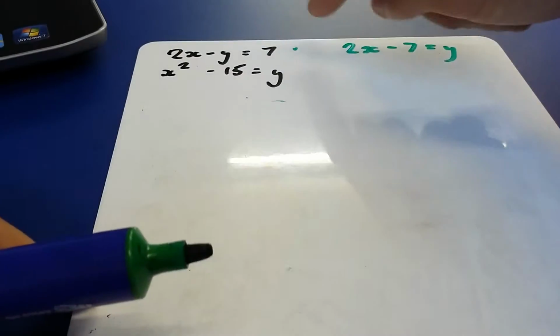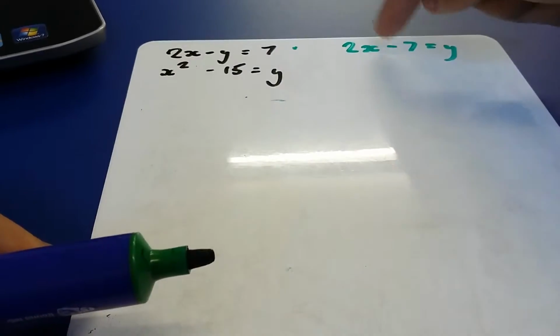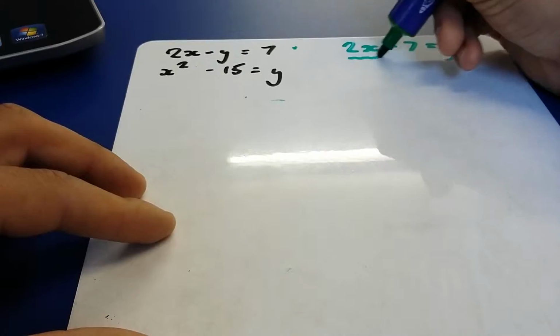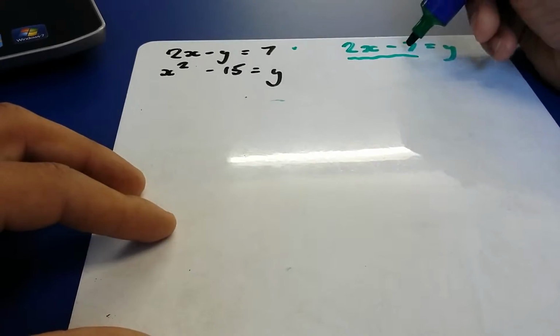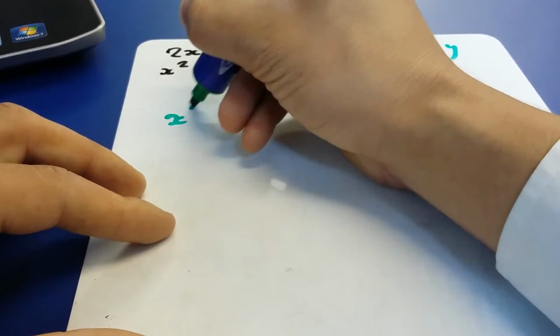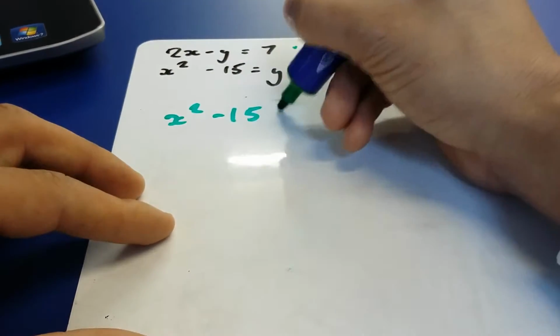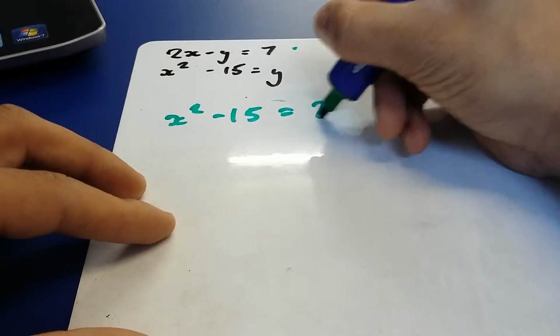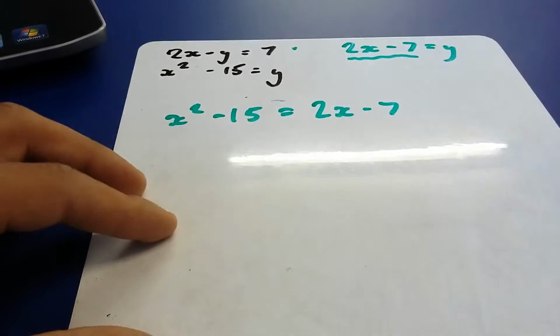Once I've got that first equation in terms of y, what I can do now is substitute that. So I know y equals 2x minus 7. What I can do is substitute that into this equation here. So as follows. So x squared minus 15 equals, well, I know y is equal to 2x minus 7, so I can write 2x minus 7.